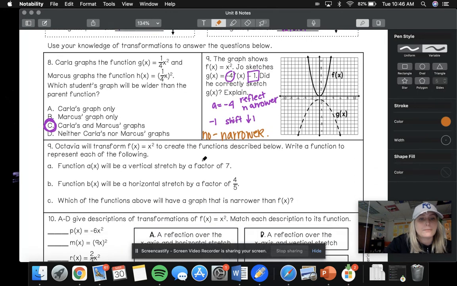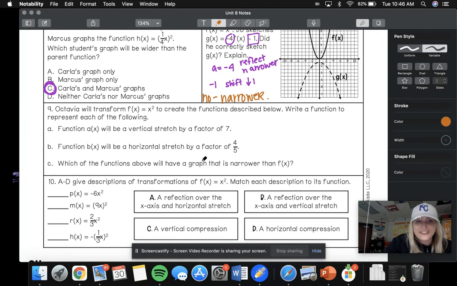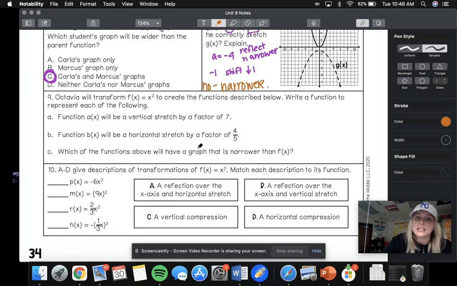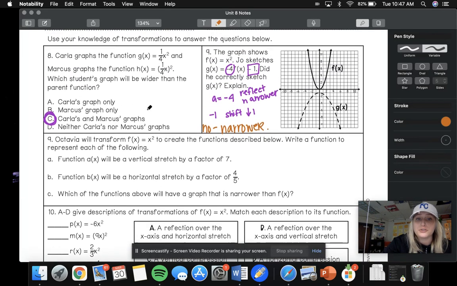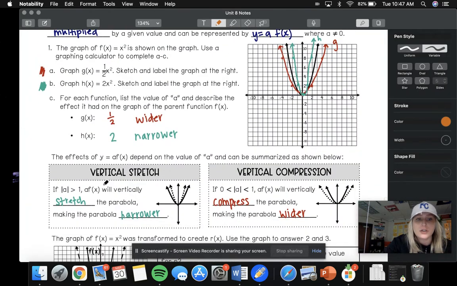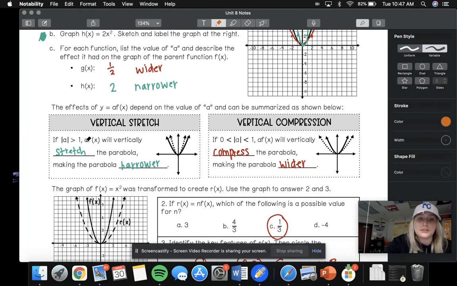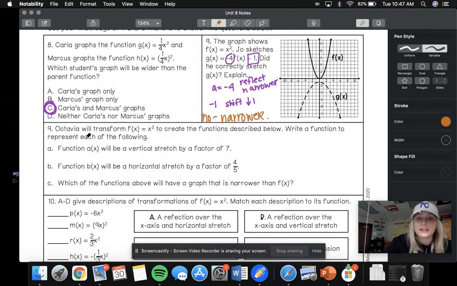All right, Octavia will transform f of x equals x squared to create the functions described below. Write a function to represent each of the following. So first we have the function a of x will be a vertical stretch by a factor of 7. So again, you can use your notes. We're doing a vertical stretch, which means we have an a value that is larger than 1. So we're putting a number out in front of the f of x.